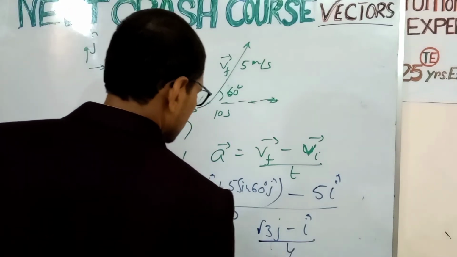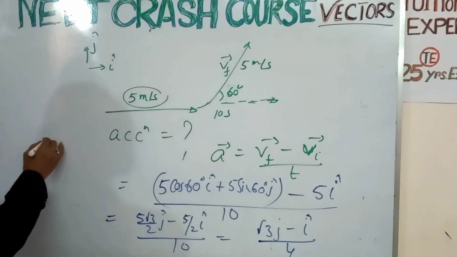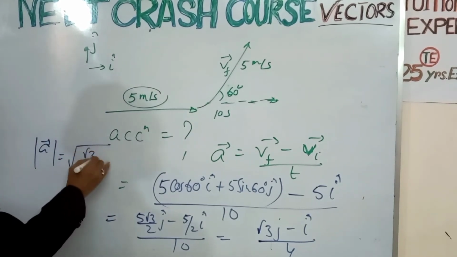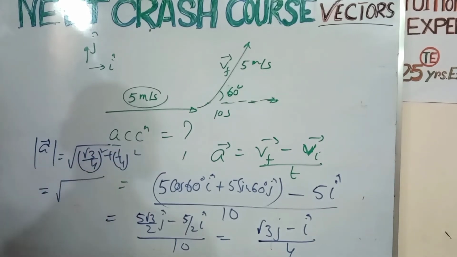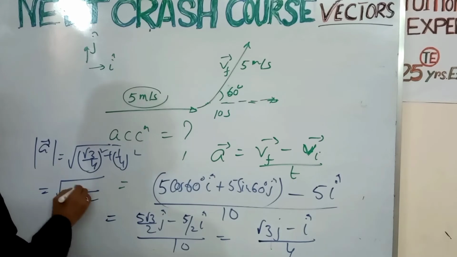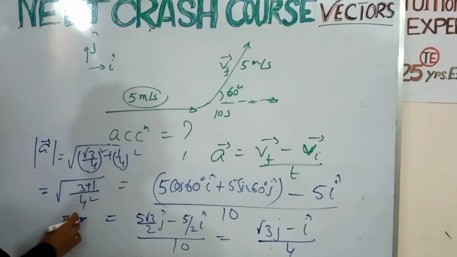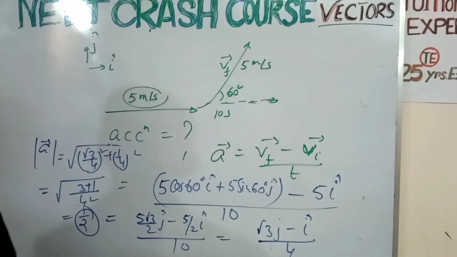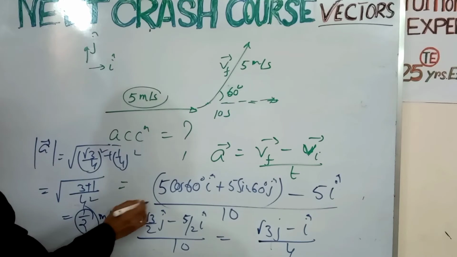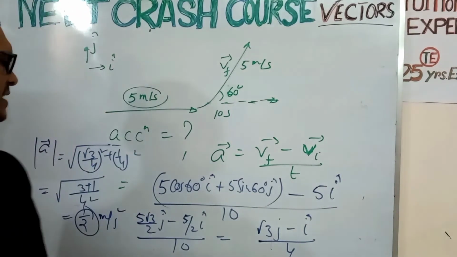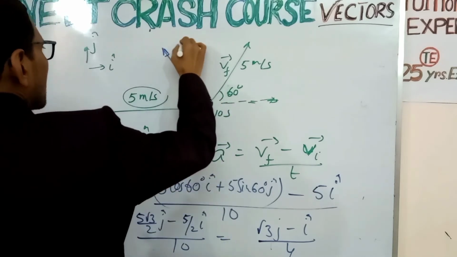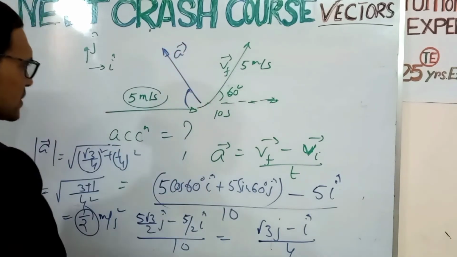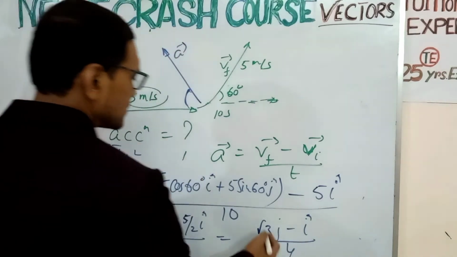So the magnitude of acceleration equals root over this, which comes to half meter per second square. So this is the magnitude of acceleration. And what is the direction? The direction is given by this vector.